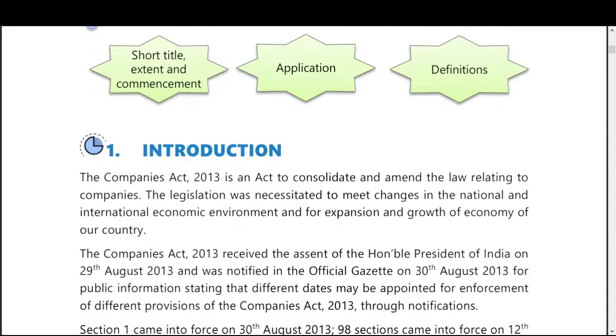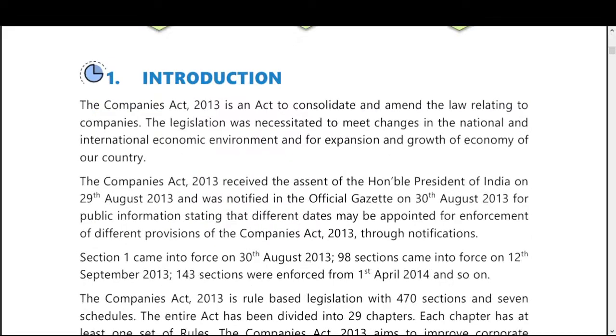The Companies Act 2013 is an act to consolidate and amend the law relating to companies. The legislation was necessitated to meet the changes in the national and international economic environment and for expansion and growth of the economy of our country.